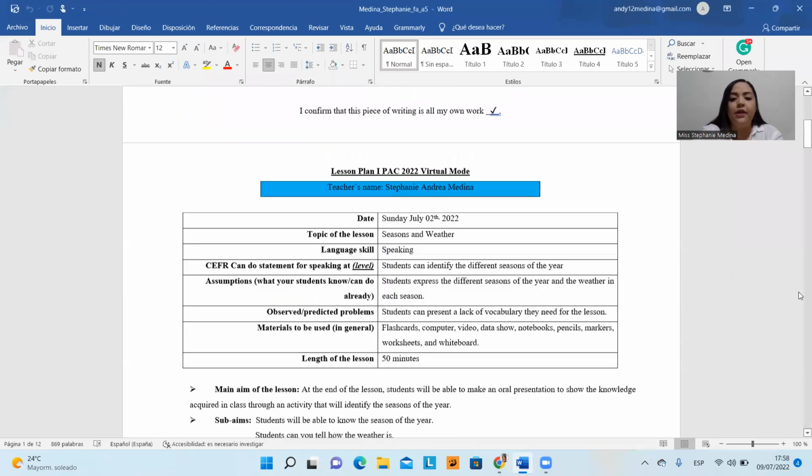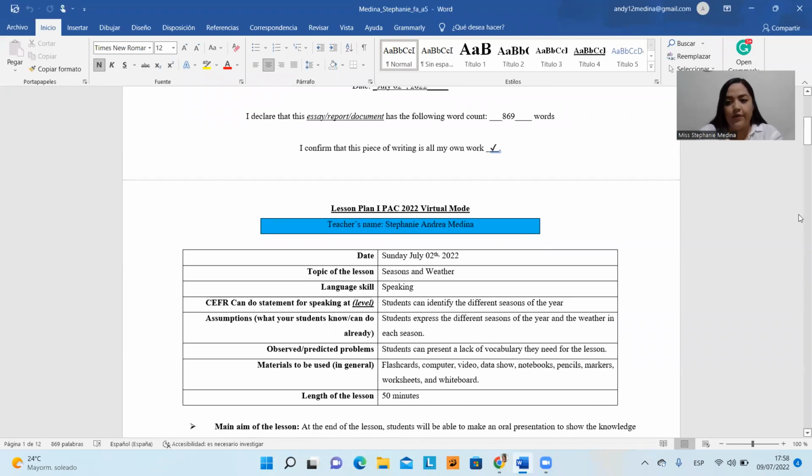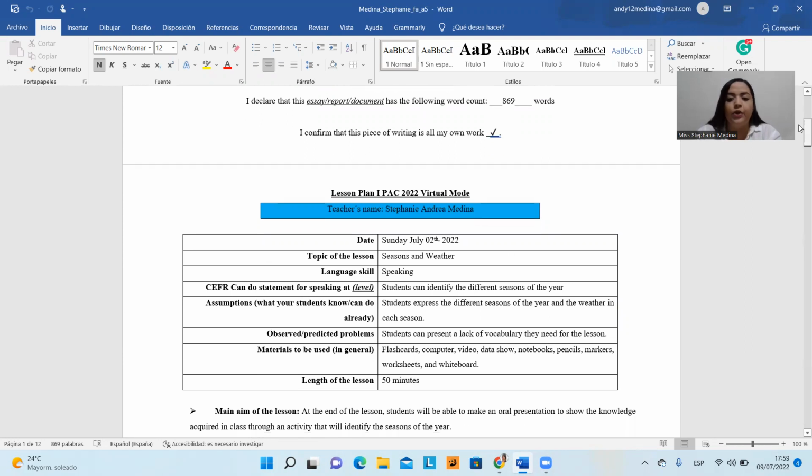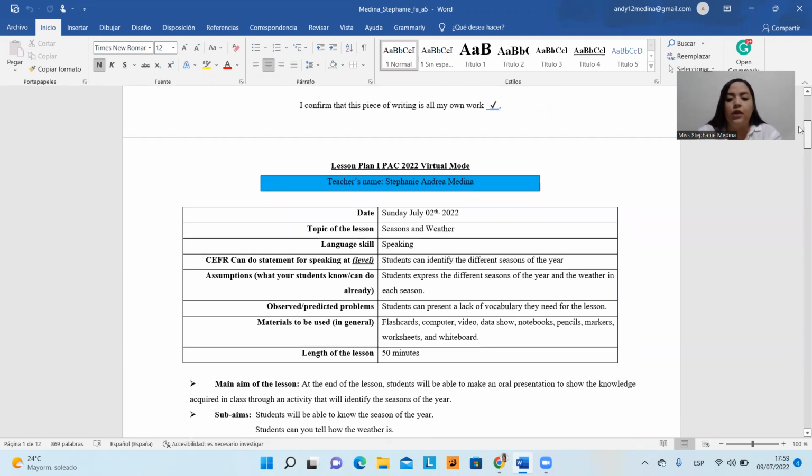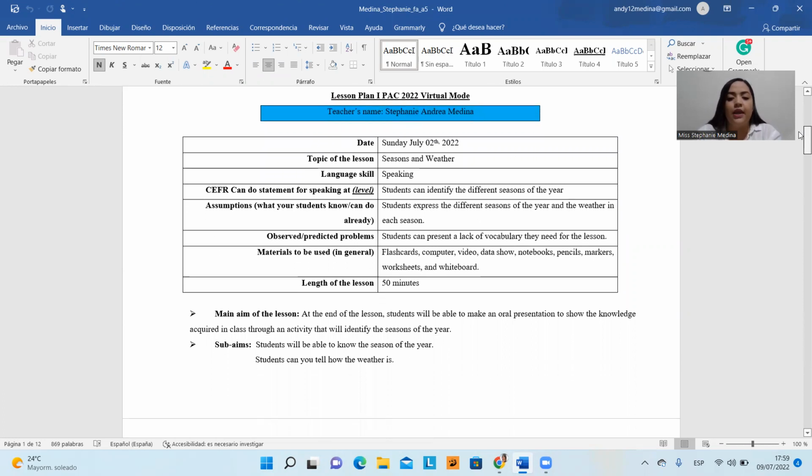And my lesson plan is for the season and weather, and you can see this is the updated lesson plan. You can see the same for a speaking level. A student can identify the different seasons of the year, and express the different seasons of the year and the weather in each season. A student can present a lot of vocabulary they need for the lesson. And the materials for this are in general flashlight, computer, video game, data show, notebook, pencil, marker, worksheet, and whiteboard.